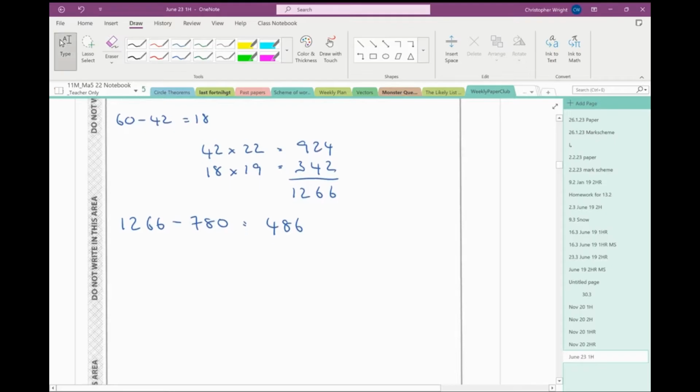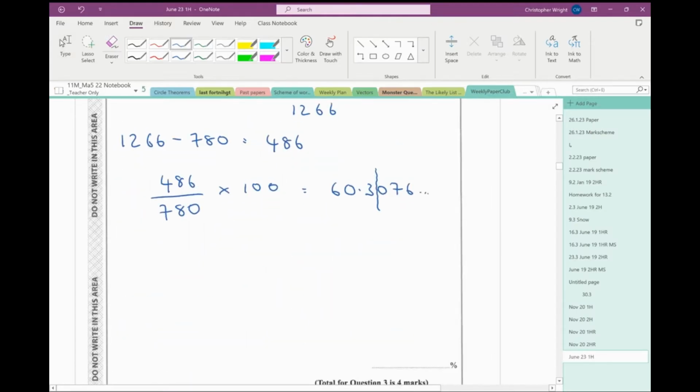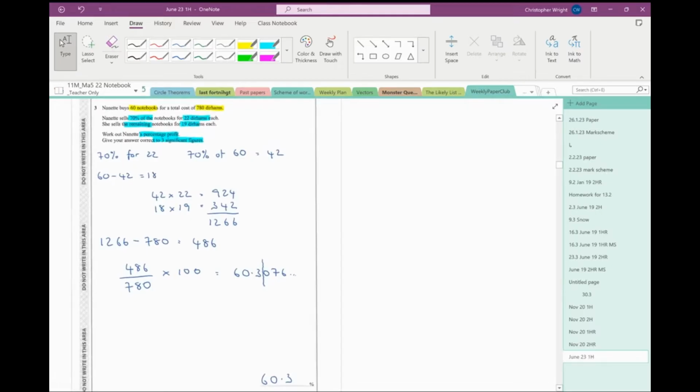So her percentage profit is the profit over the original multiplied by 100. And I'm asked to give that answer to 3 significant figures. So my answer to 3 significant figures is going to be 60.3%. And that is her percentage profit, correct to 3 significant figures.